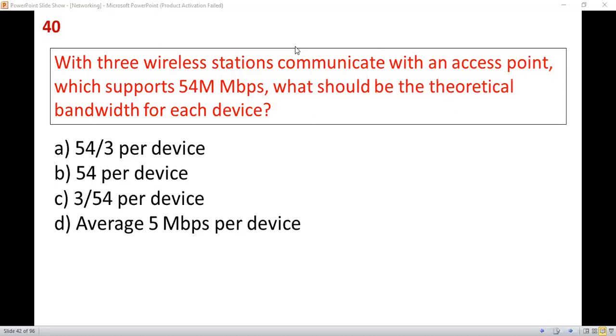Okay. See, the access point supports 54 Mbps. What should be the theoretical bandwidth for each device? So the bandwidth for each device is 54 Mbps per device, as the access point supports 54 Mbps. Option B. For this question, the answer will be 54 per device.